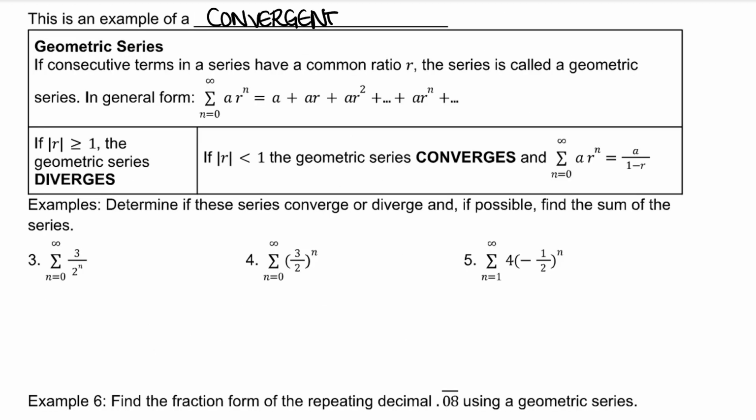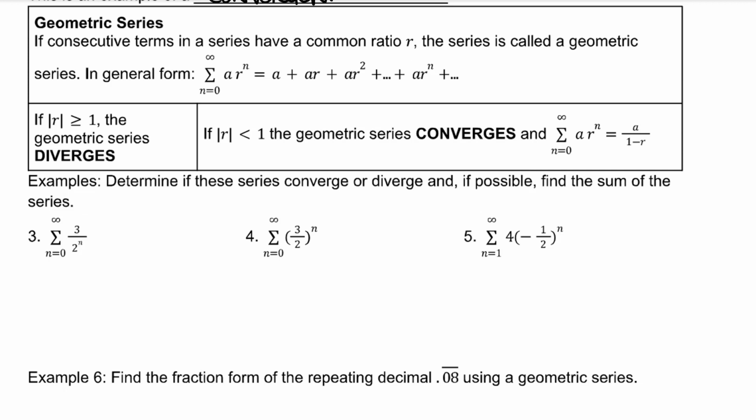For a geometric series, if consecutive terms in a series have a common ratio r, the series is called a geometric series. In general form, our geometric series is the sum from n equals 0 to infinity of some term a times a common ratio r to the power of n. If the absolute value of r is greater than or equal to 1, the geometric series diverges. But if the absolute value of r is less than 1, the geometric series converges. And you can actually find the sum of a geometric series. That would be a over 1 minus r. For the following examples, determine if these series converge or diverge, and if possible, find the sum of the series.